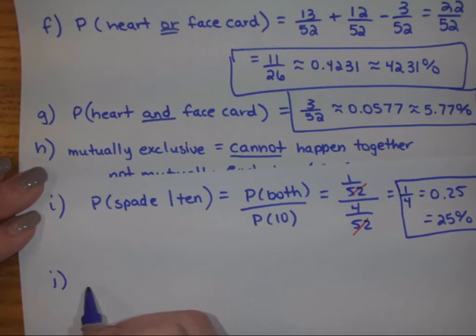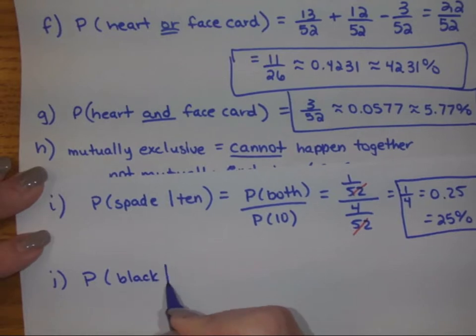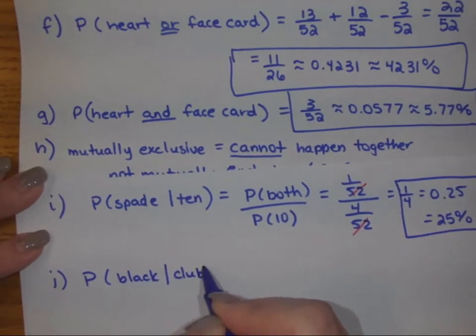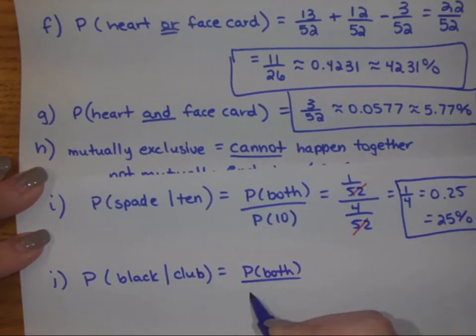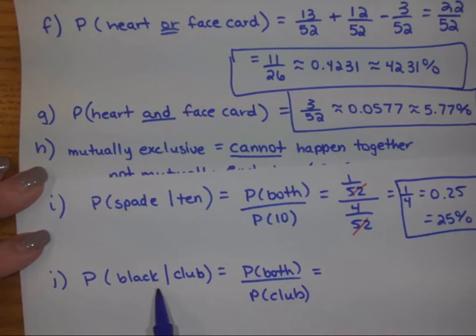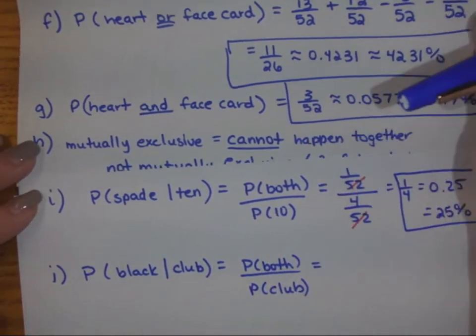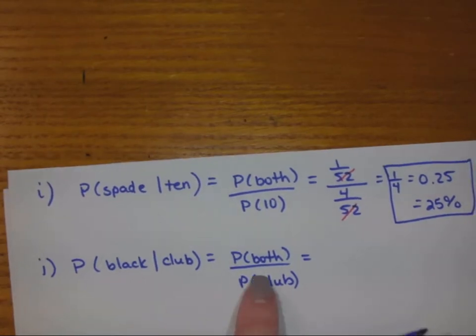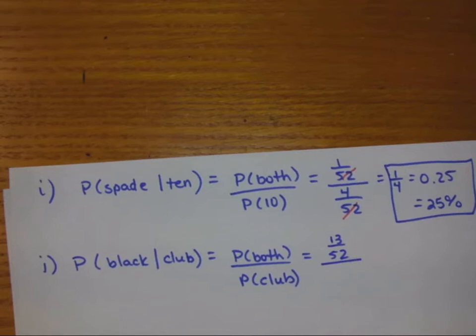And then last but not least, the probability that the card is black, given that it is a club. So the probability of black, given that we know it's a club. So again, this would be the probability of both over the probability of the second thing. Okay, so the probability of both, so how many black clubs are there, right? So notice all of the clubs are black, right? So really the question is just how many clubs are there? So that would be 13 out of 52.